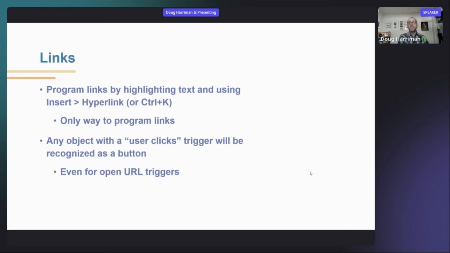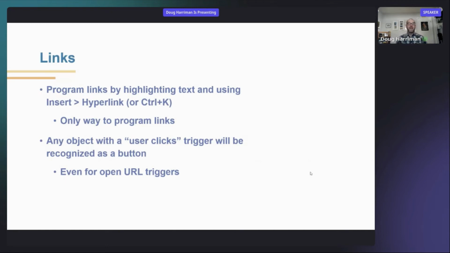All right, programming links. There is currently only one way to program links that will allow them to be semantically recognized as links. So screen reader users can use their jump to next link command, or the link will appear in the list of links that screen readers can bring up. And that one method is to have some text in a text box or a shape, highlight it, and use the insert hyperlink feature, or Control K is the quick key command for that.